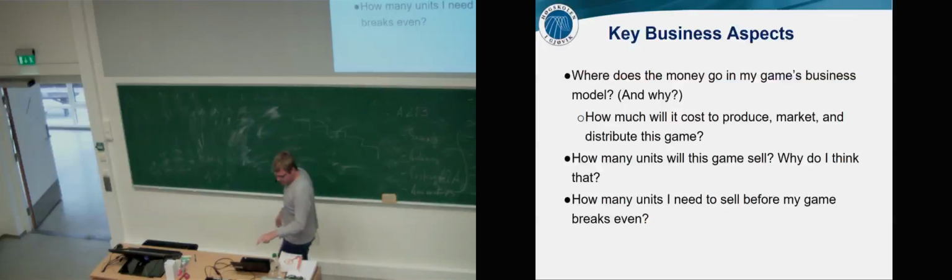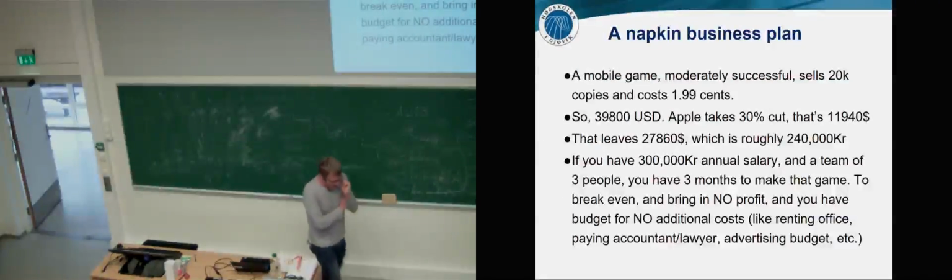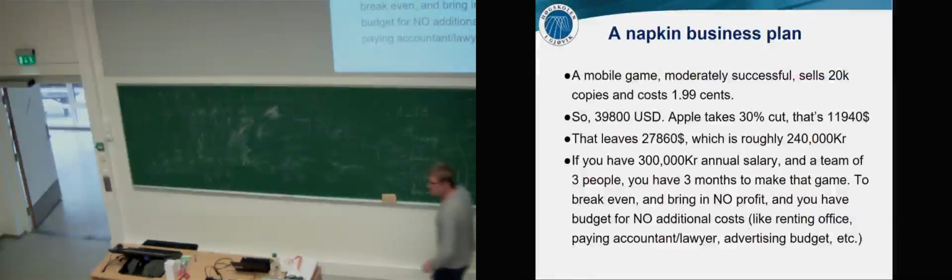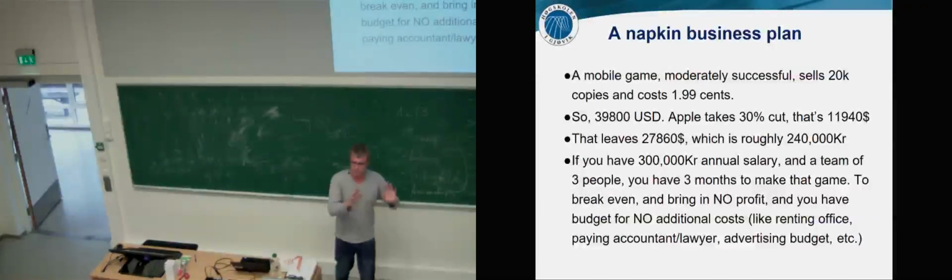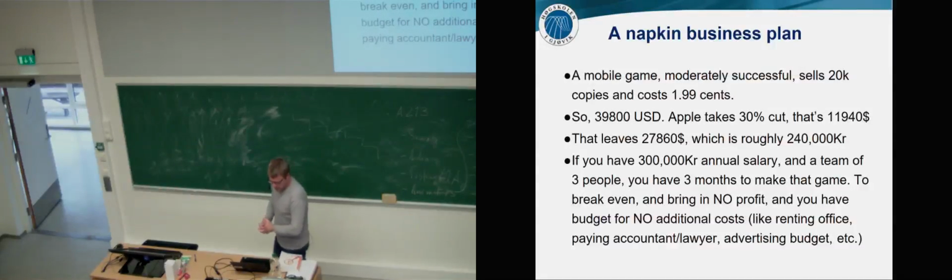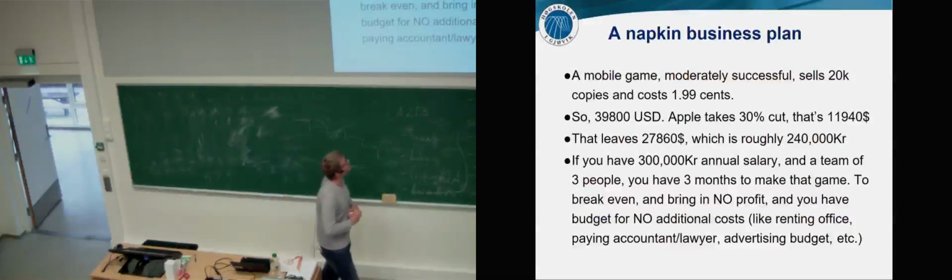A small scenario that highlights that a bit is developing a mobile game, right? Assuming it sells for $2 in any of the app markets, in this case Apple, you would probably end up with roughly $40,000, based on the number of games that you sold. But again, Apple takes a considerable fraction simply by hosting it. That's part of your deployment problem solved, for a considerable price. So one third of your returns go to Apple directly. That leaves you with roughly $27,000 or $28,000, which corresponds to roughly 240,000 krona.